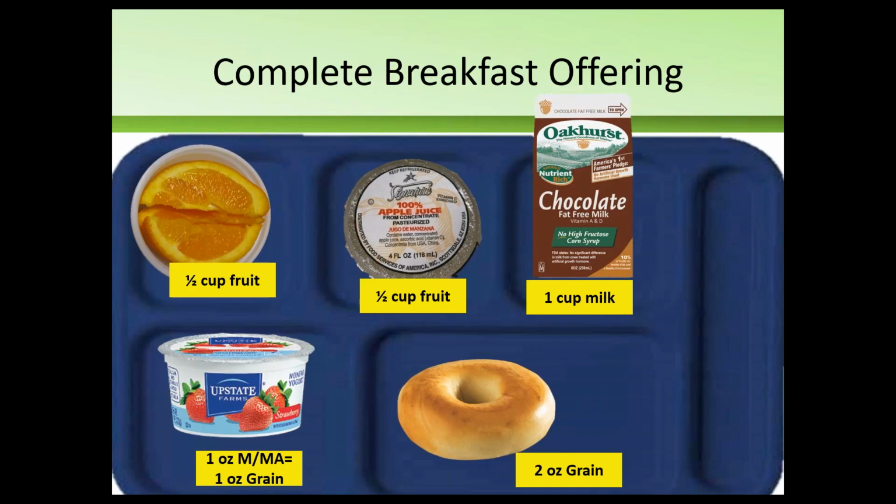Here is another planned menu where a student would select 1 cup of milk, a 4-ounce cup of yogurt that counts as a 1-ounce grain, a whole grain bagel that is 2 ounces, a half a cup of fruit, and a half a cup of juice. This offering would give you 3 ounces of grain, 1 cup of fruit, 1 cup of milk, giving you 5 food items.